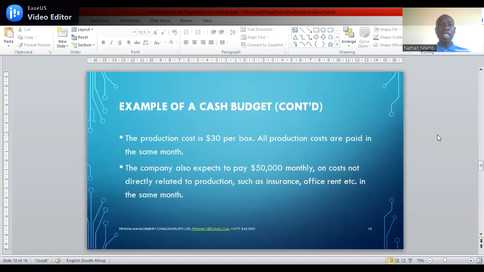The production cost is $30 per box. All production costs are paid in the same month. The company also expects to pay $50,000 monthly on costs not directly related to production, such as insurance, office rent, and so on, in the same month.